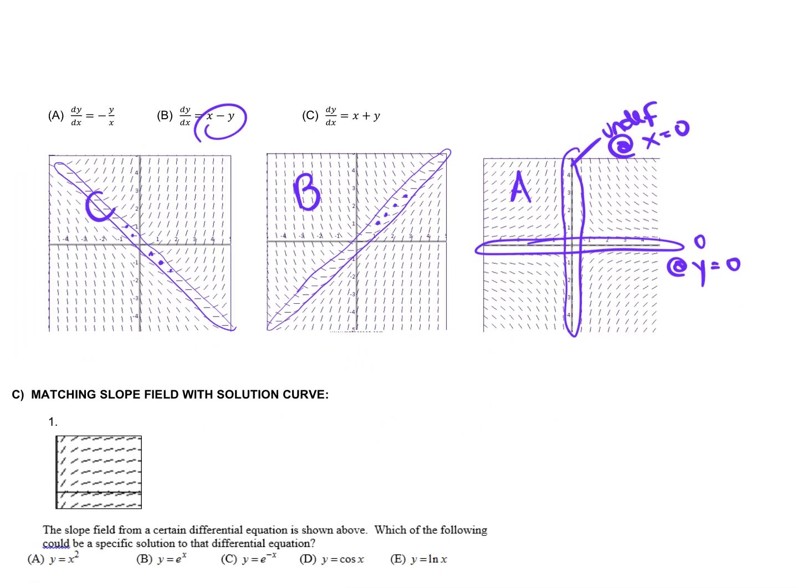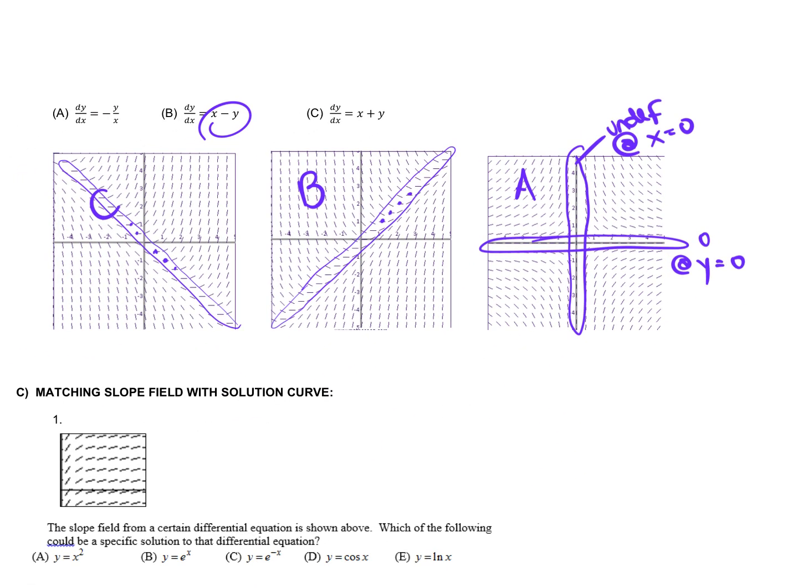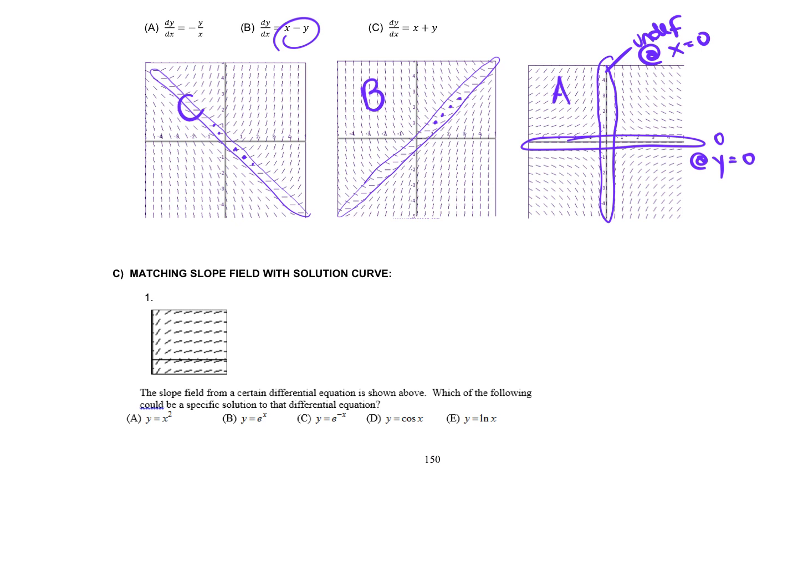Yep. So there's that. Now, the last thing we have to talk about is matching a slope field with a solution curve.